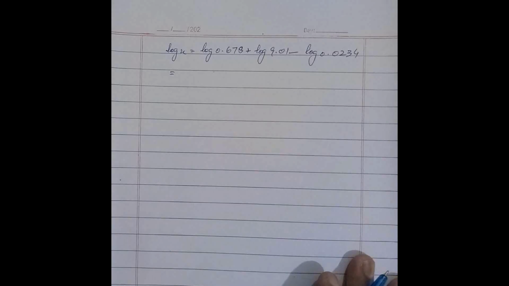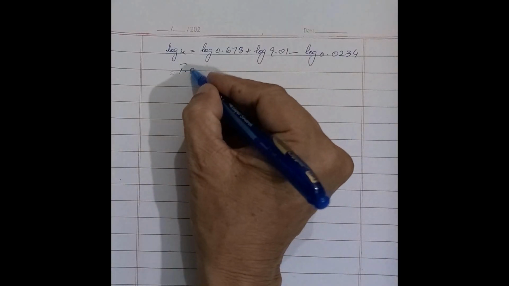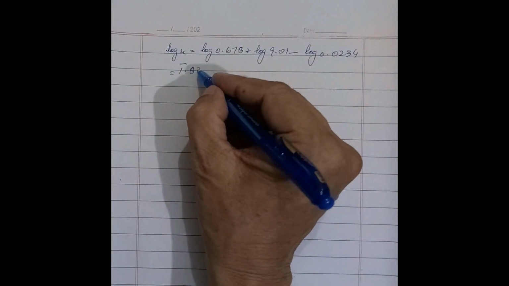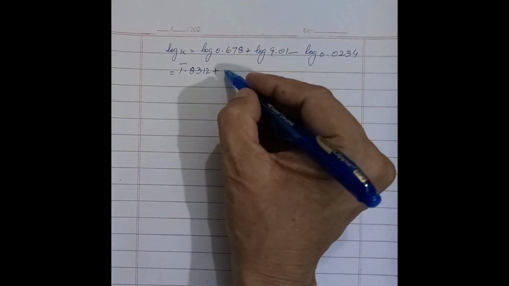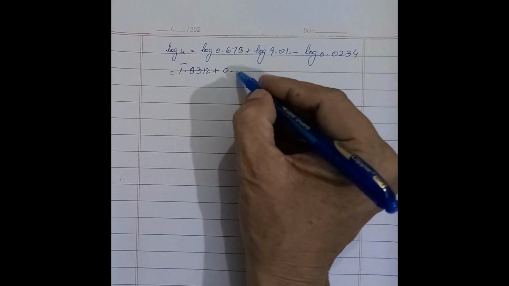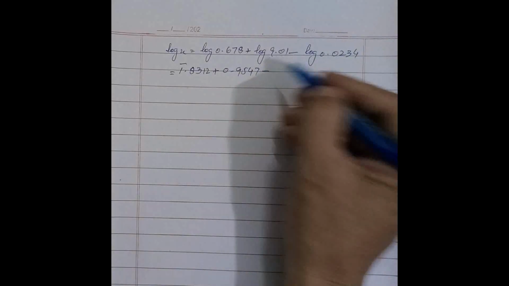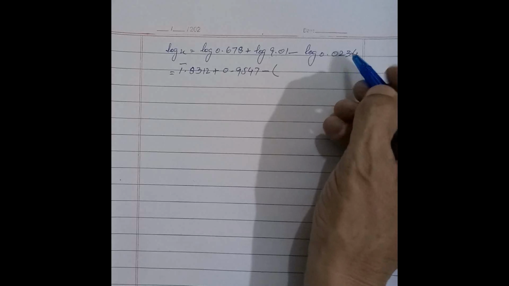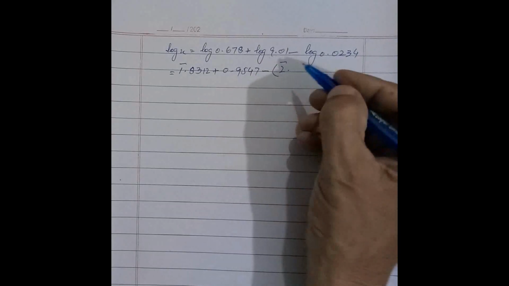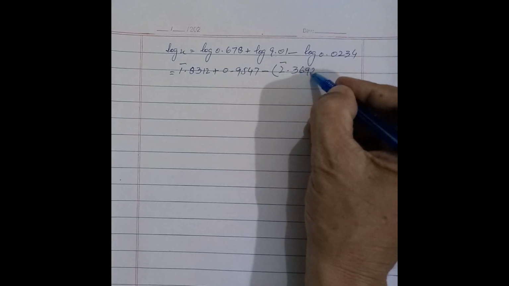We get the log of 0.678 is 1 bar 0.8312, plus the log of 9.01 is 0.9547, and minus the log of 0.0234 is 2 bar 0.3692.